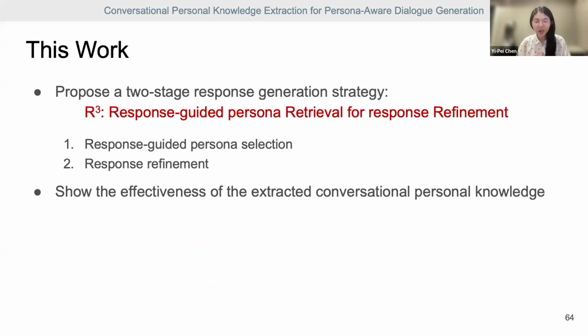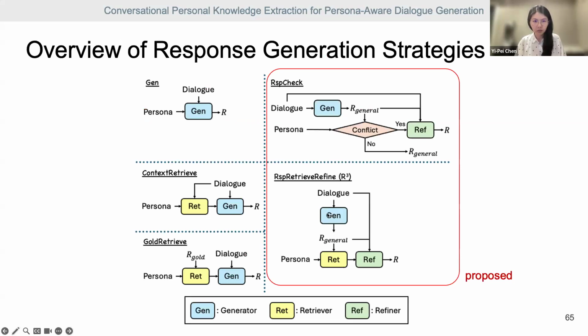In this work, we propose a novel generation strategy, response-guided persona retrieval for response refinement. And we also show the effectiveness of extracted conversational personal knowledge. So this is the architecture of the proposed methods and the baselines.